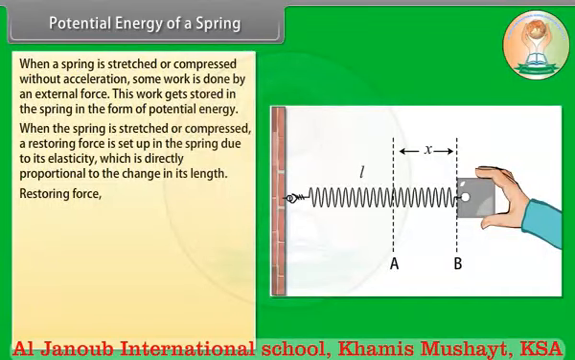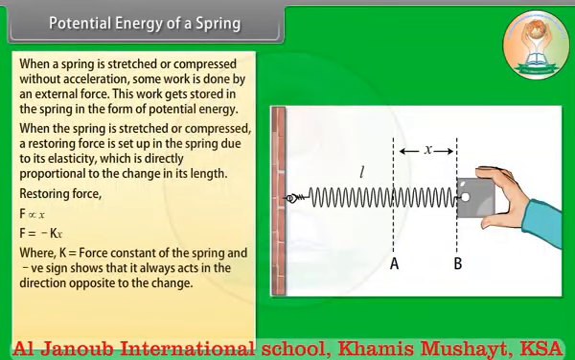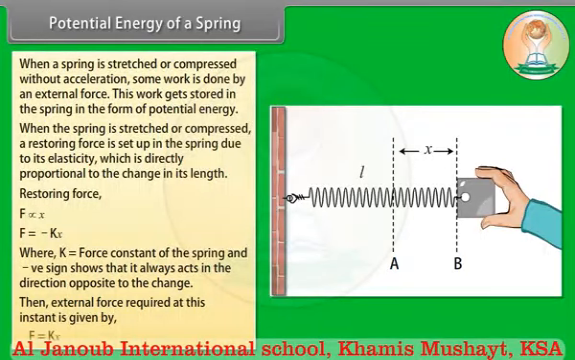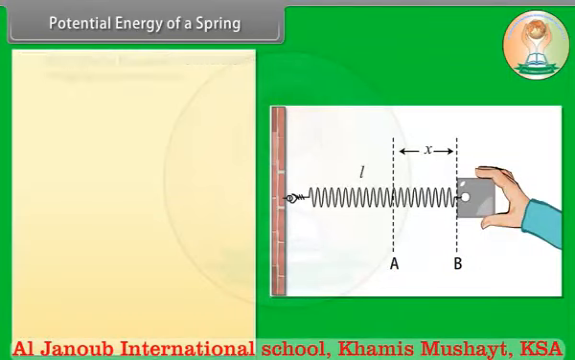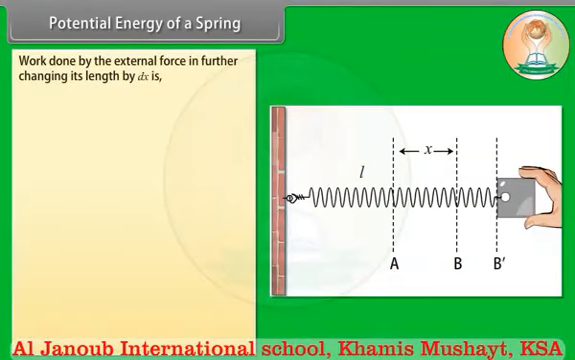The restoring force is given by F is directly proportional to x. F is equal to minus kx, where k is the force constant of the spring and the negative sign shows that it always acts in the direction opposite to the change. Then, the external force required at this instant is given by F is equal to kx. The work done by the external force in further changing its length by dx is dW is equal to the dot product of F vector and dx vector, or dW is equal to kx dx.